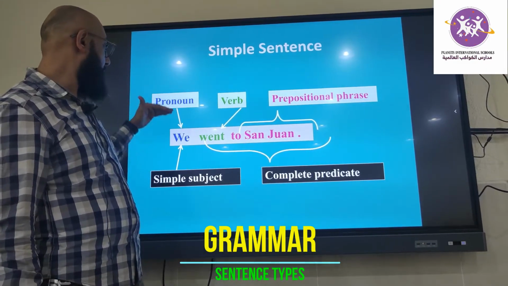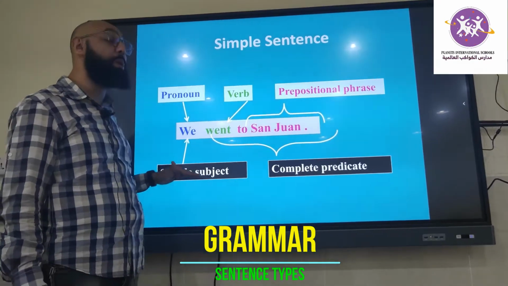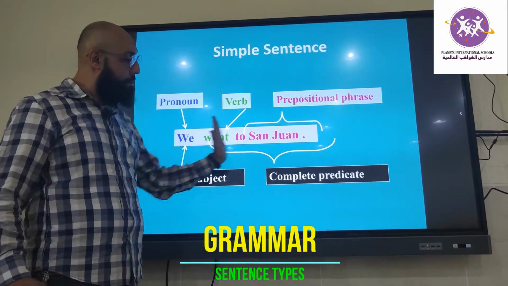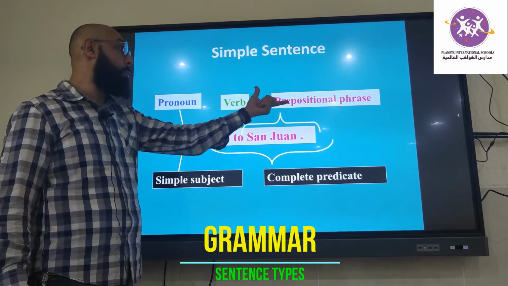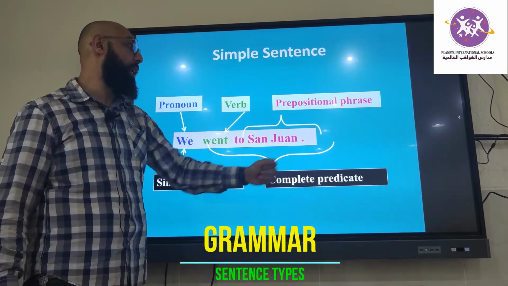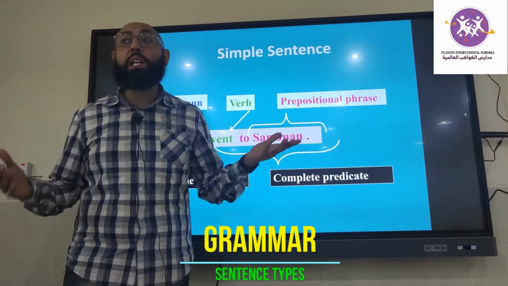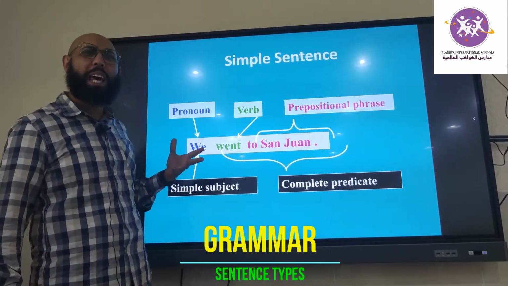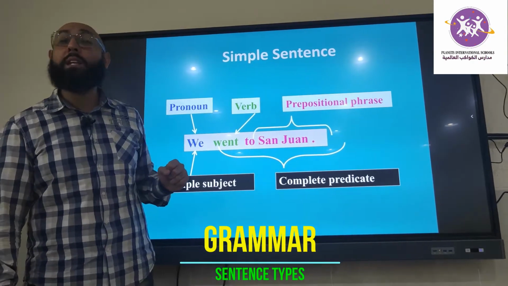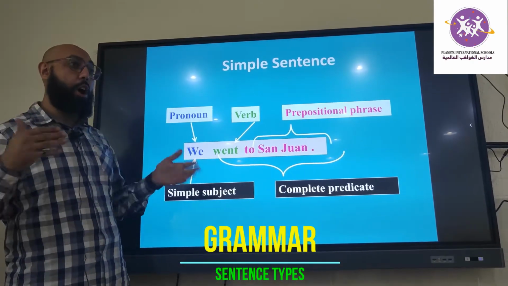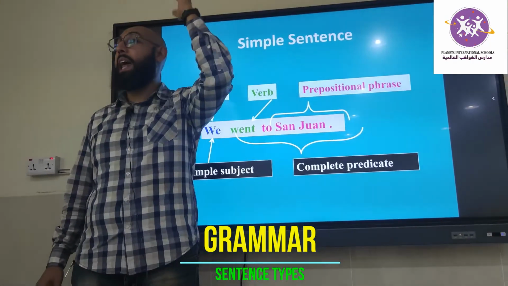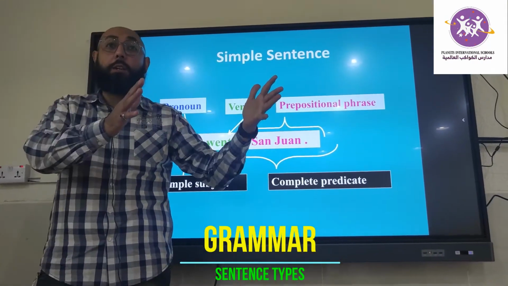Here is how I analyze that. We is a pronoun, but plays as a simple subject. Then went is a verb, but everything after the subject is called the predicate, the complete predicate. So guys, what does it mean by simple subject? Could it be complicated? No. I didn't mean complicated and simple as opposites. I mean a simple subject is just one person, one animal, one thing that does the action.